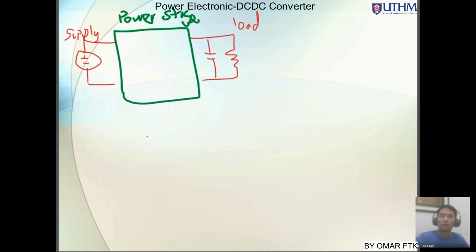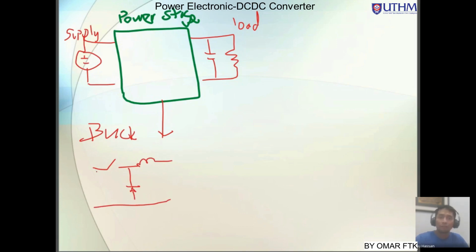For the buck converter, inside here we have something like this. We start with a switch, S, and then we have the inductor, L, and then this one is D, the diode. This is for the buck converter.